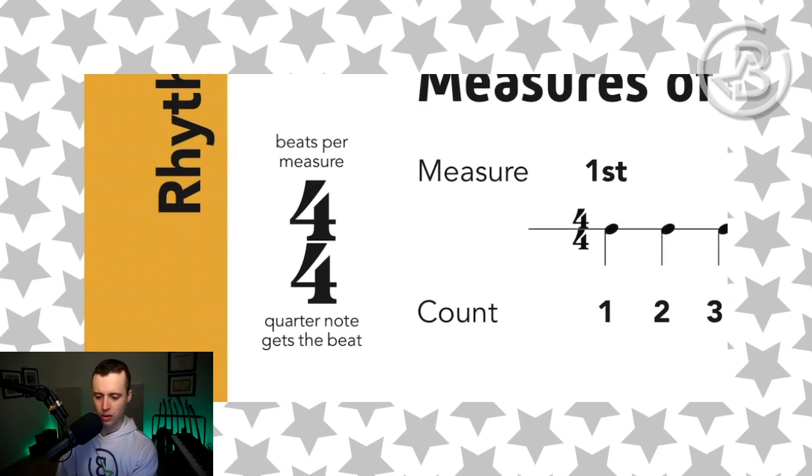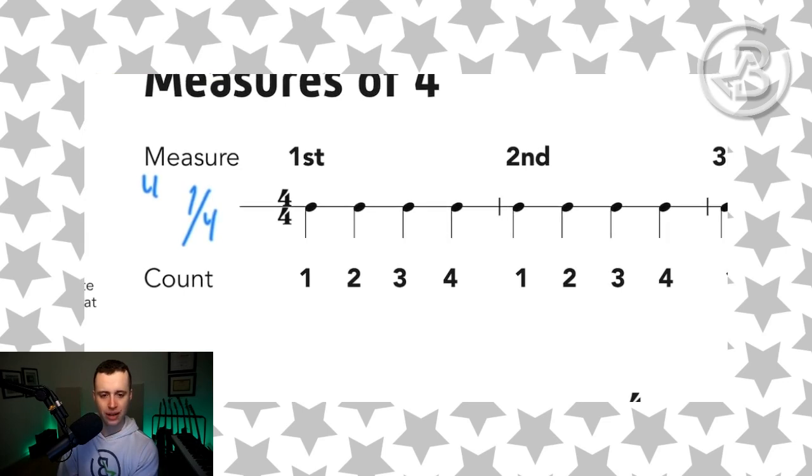So we take the 4. We're going to put a 1 over it, turn it into a fraction. The name of that fraction is a quarter. The quarter note gets the beat. The quarter note gets the count. Sure enough, we can see that each quarter note is lined up with a beat or a count. Beat, count, we can use them to mean the same thing.